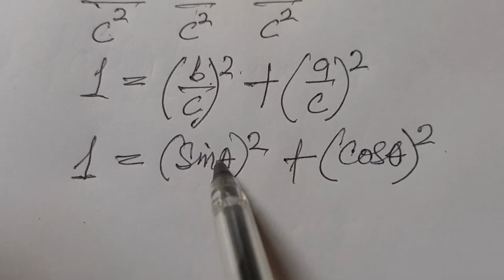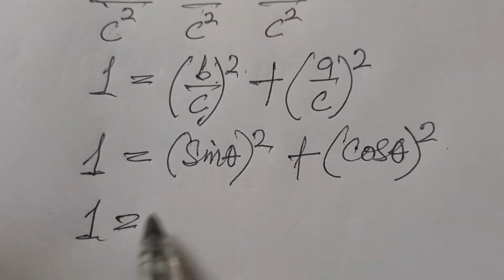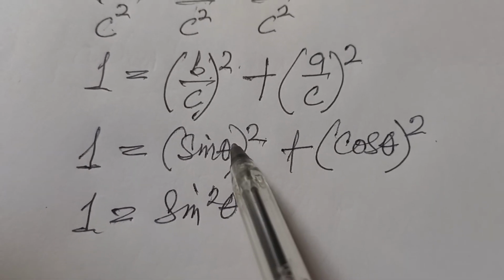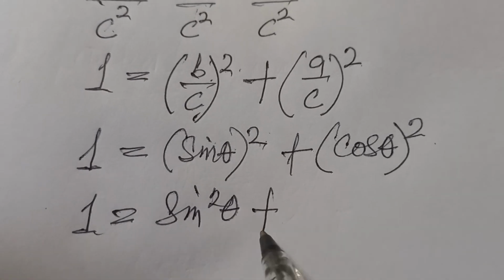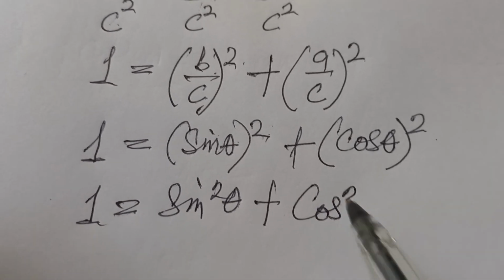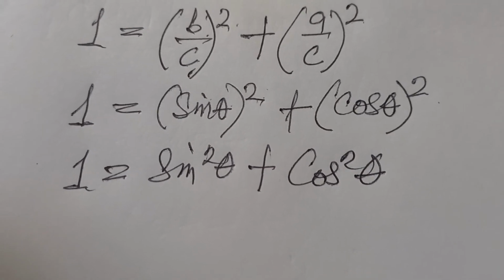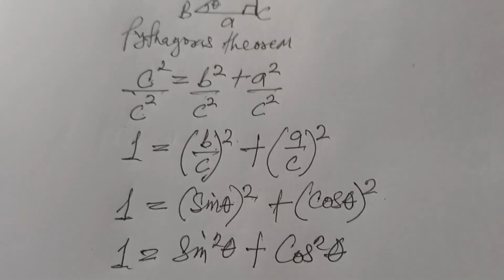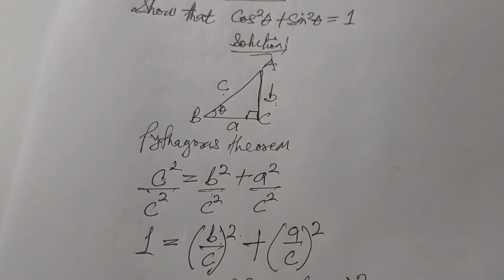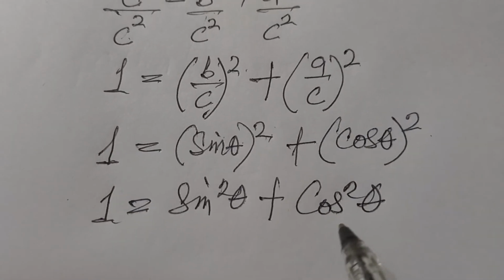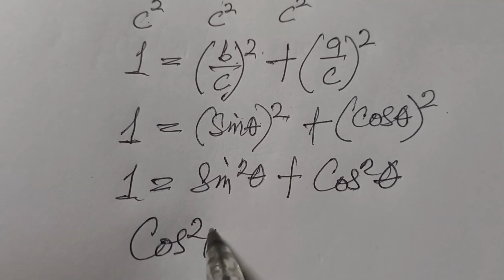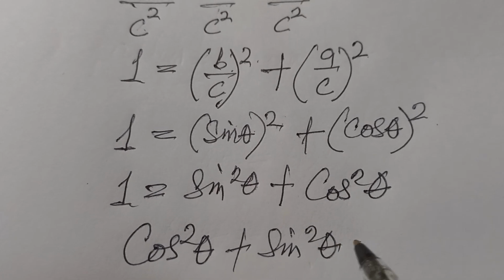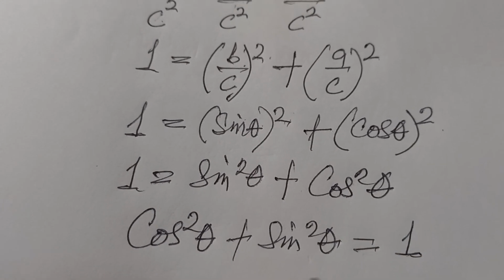You can see that this can also be written as sine square theta. You can place the square on the angle, so it comes up here, plus cos square theta. So by symmetric function, we can reverse this, and it looks exactly like the equation given. So if you reverse it, this can come up first: cos square theta plus sine square theta equal to 1. And this is the proof.